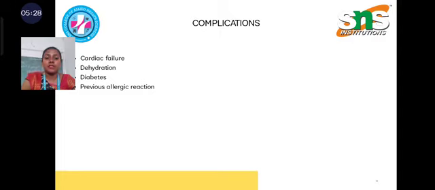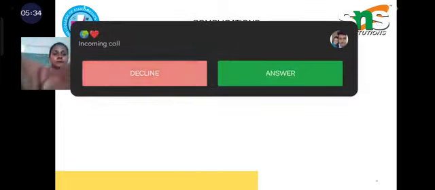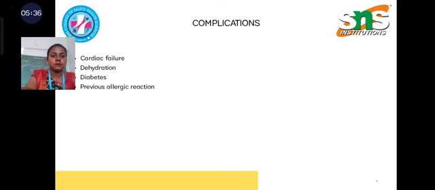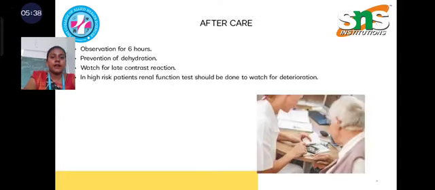The complications will be cardiac failure, dehydration, diabetes, and previous allergic reaction. Aftercare: observation for 6 hours, prevention of dehydration, watch for late contrast reaction. In high risk patients, a renal function test should be done to watch for deterioration.